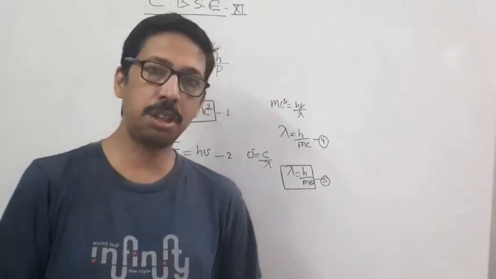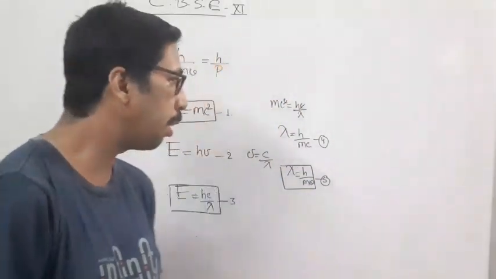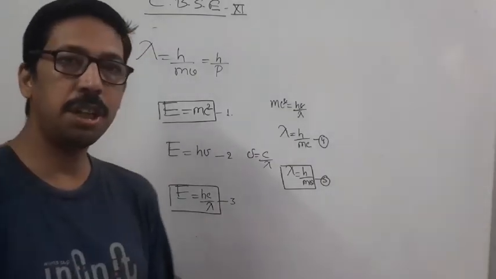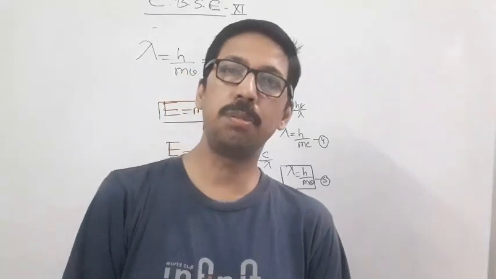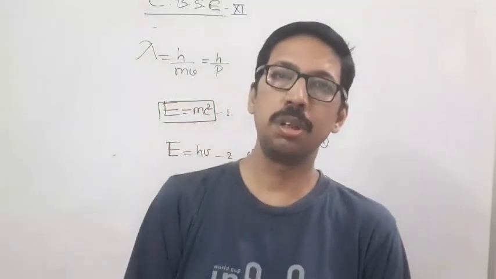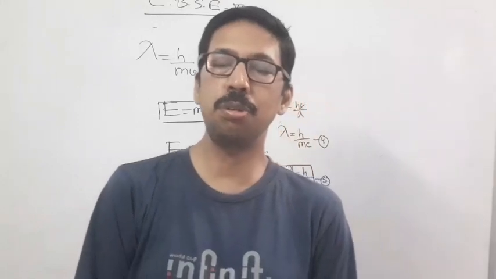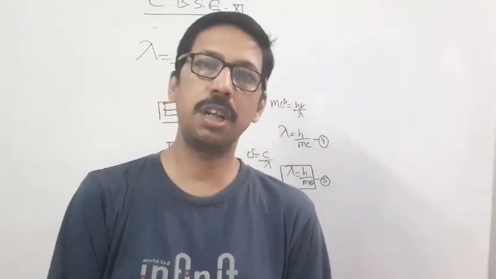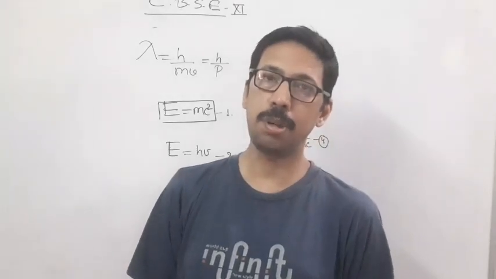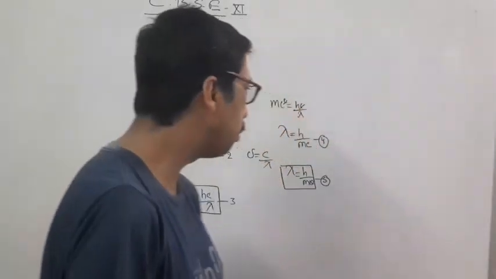I hope that this class will be fruitful for you to understand the dual nature of matter or de Broglie's equation. And at last, I'd like to conclude that the wave property shown by a particle like an electron is known as particle wave or matter wave.